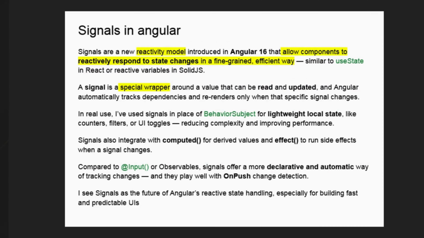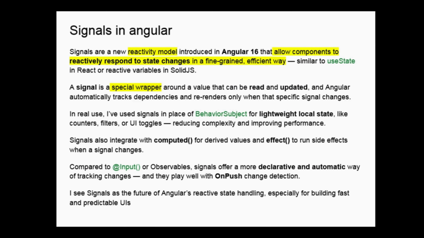What are signals in Angular? Signals are a new reactivity model introduced in Angular 16 that allow components to reactively respond to state changes in a fine-grained, efficient way, similar to useState in React or reactive variables in SolidJS. A signal is a special wrapper around a value that can be read and updated, and Angular automatically tracks dependencies and re-renders only when that specific signal changes.